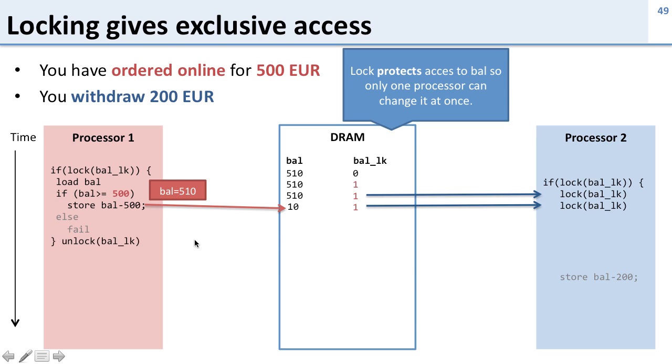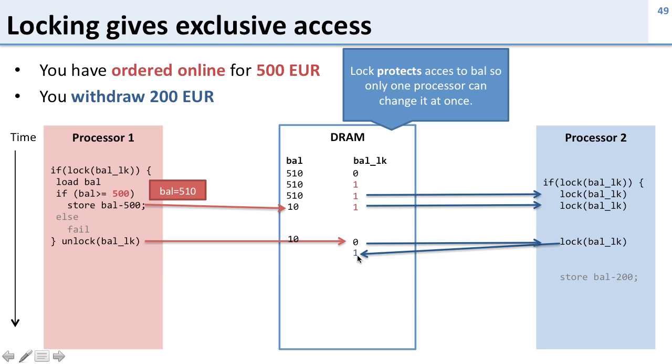Finally, processor 1 is going to go ahead and finish, and it's going to unlock the lock. When it unlocks the lock, it's going to write a 0 into the lock. We've still got 10 in the DRAM, and we've got a 0 in the lock. Now at this point, when processor 2 goes to see if it can access the lock, it's going to see this 0 and see that the lock is free, so it can go ahead and execute.